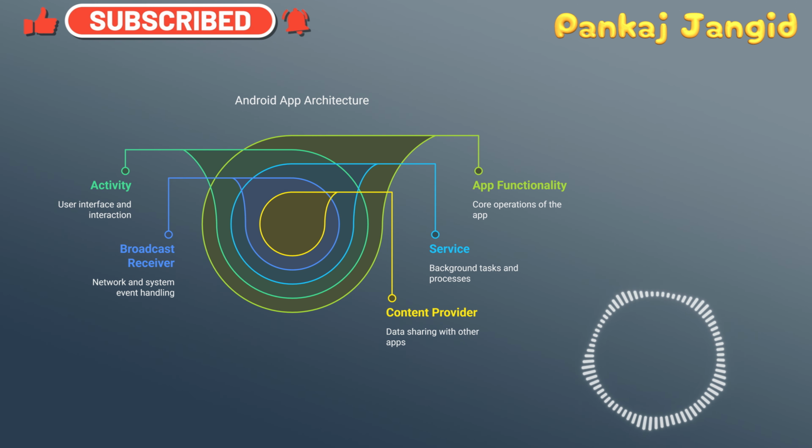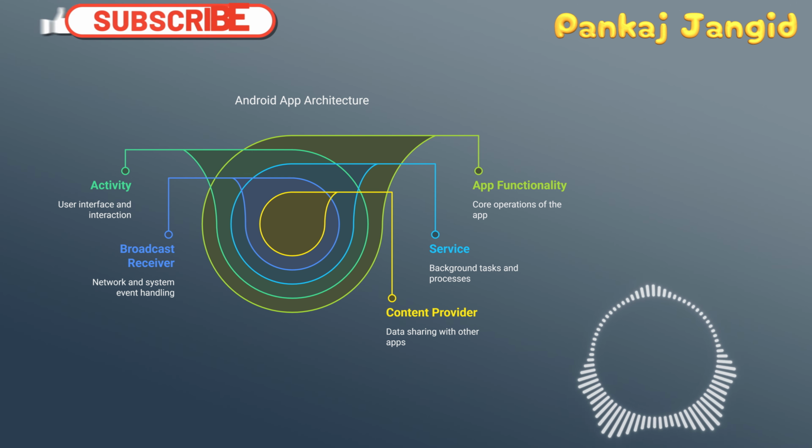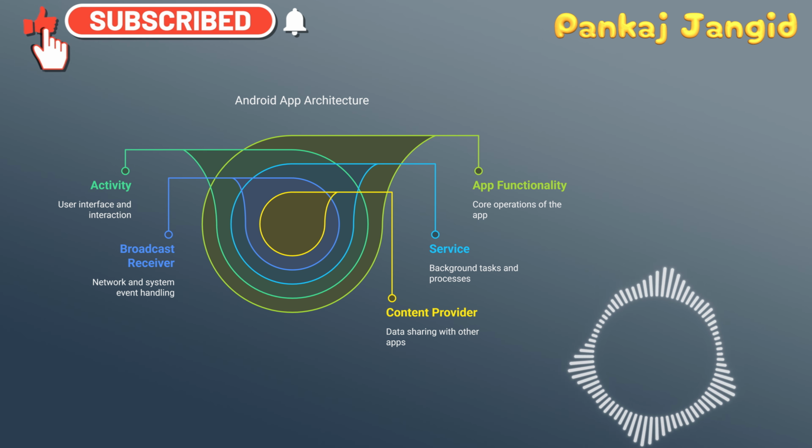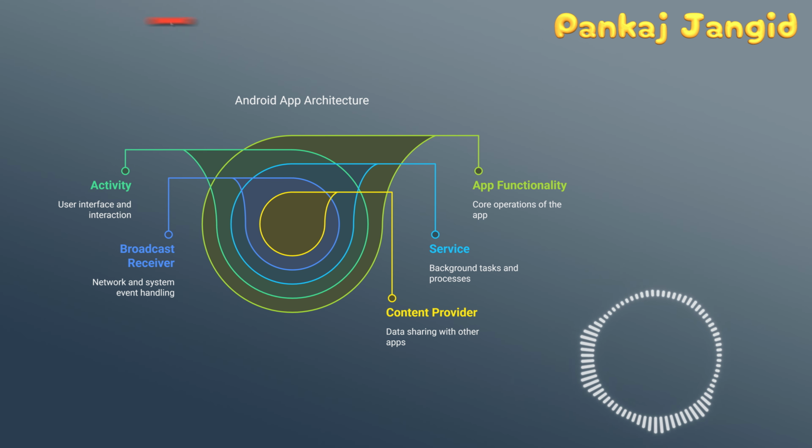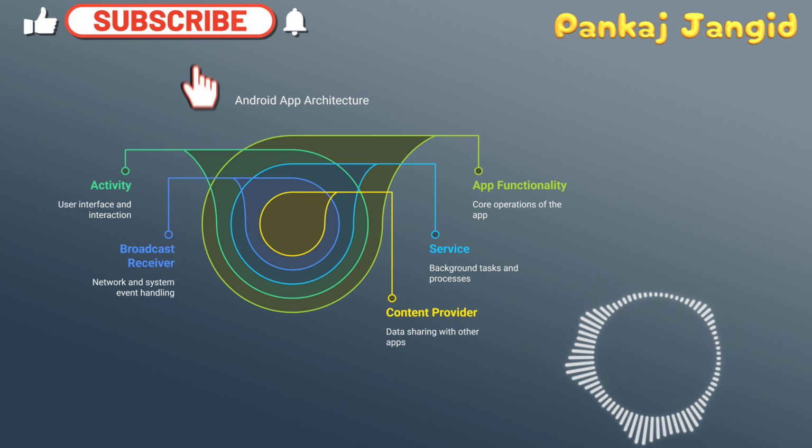Example: imagine an app that displays content to the user through an activity, downloads data in the background using a service, listens for changes in network connectivity via a broadcast receiver, and allows other apps to query its database through a content provider.